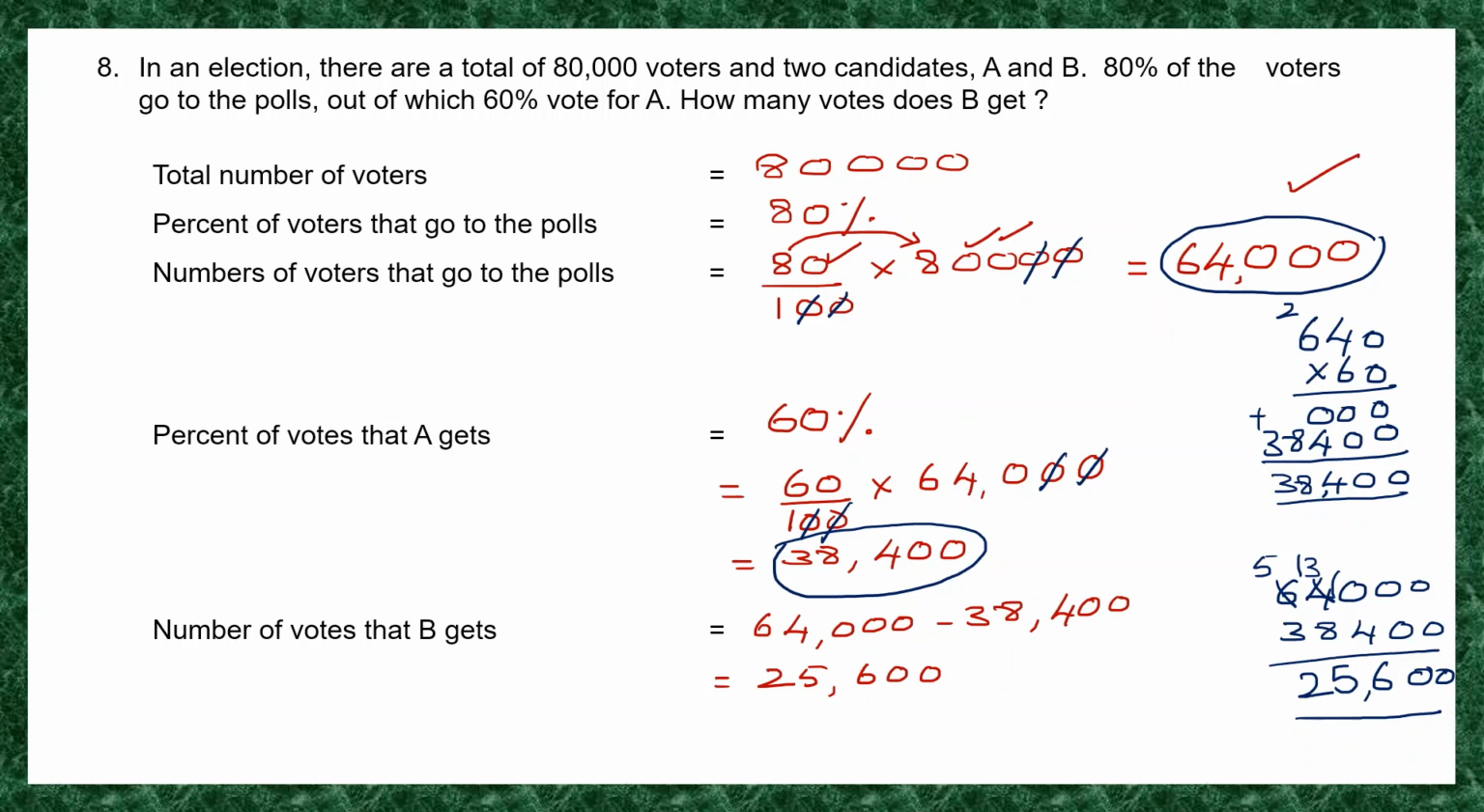Then we found out how many votes A gets. Then the remaining votes B gets. So the final answer, B gets 25,600 votes. So children, we will stop with that for now. In our next video, we will continue from question 9 onwards. Thank you, children.